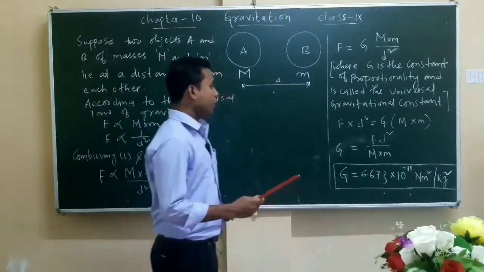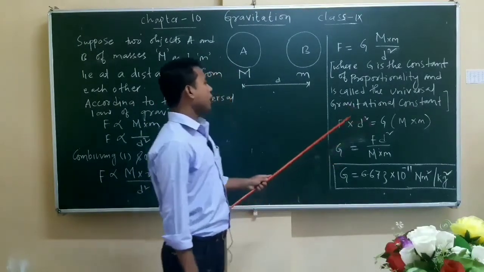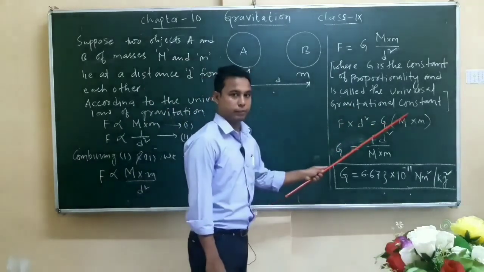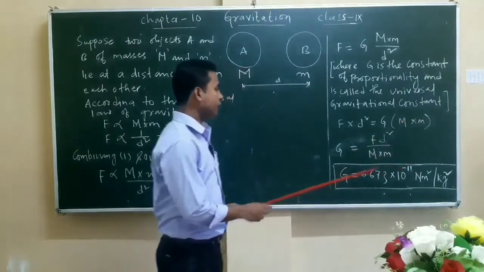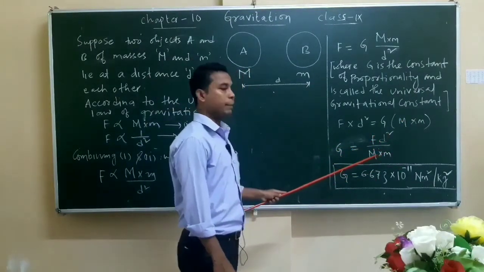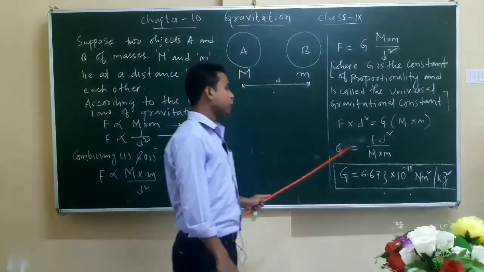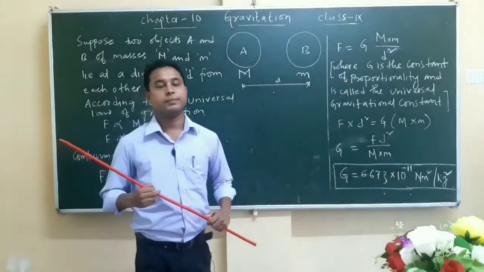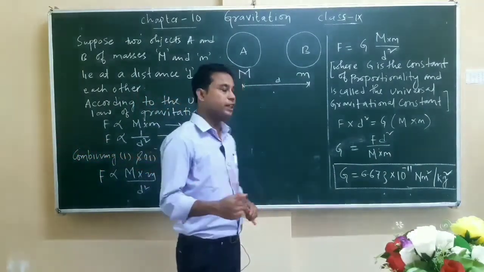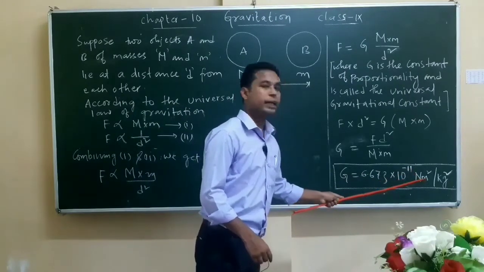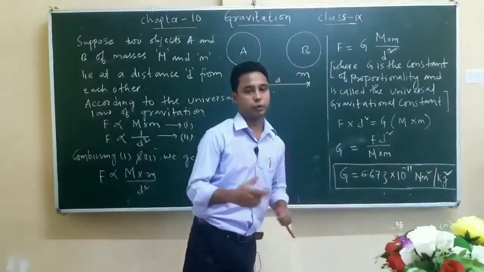Now, multiplying crosswise we get F into d square is equal to G M into m. So, finally the value of G will be F d square by M into m. The accepted value of G is equal to 6.673 into 10 raised to minus 11 Newton meter square per kilogram square.